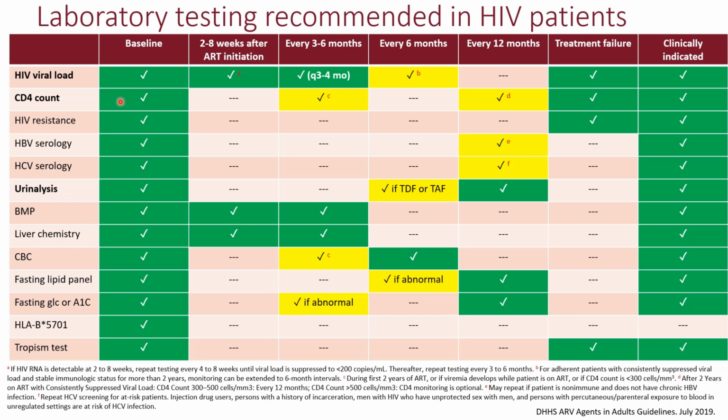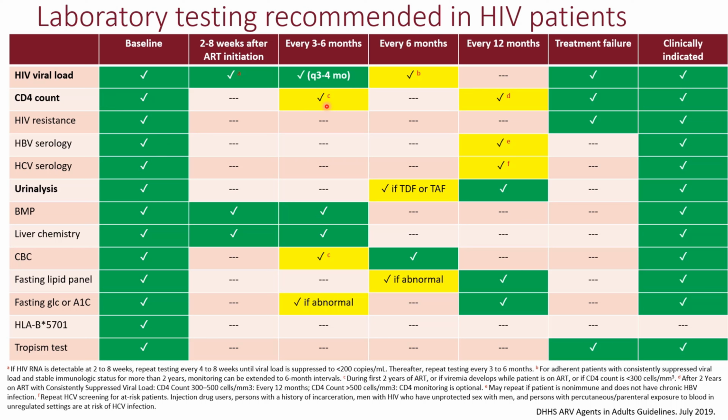For the CD4 count, once you start ART, it takes about 3 months for the CD4 cells to increase, so it's unnecessary to get one 2 to 8 weeks later. So typically, it's recommended to wait 3 to 6 months to get the CD4. And this is only needed if the patient's CD4 count was low or if the viral load is undetectable. Otherwise, if the CD4 count was already high, so greater than 300, and if the viral load is undetectable at 2 to 8 weeks, it's unnecessary to continue to monitor CD4 count because there will be no reason for the CD4 count to go any lower.